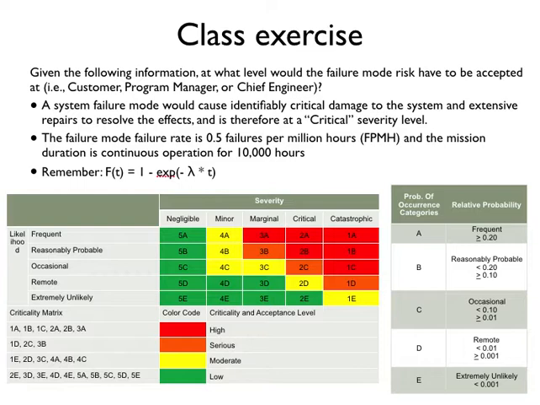And then the next one is the failure mode failure rate is 0.5 failures per million hours, and the mission duration is a continuous operation for 10,000 hours. Remember that in this particular case, we're using the exponential distribution. So now, again, determine based on those pieces of information what the actual risk of that failure mode is. And this is a good time to pause it.